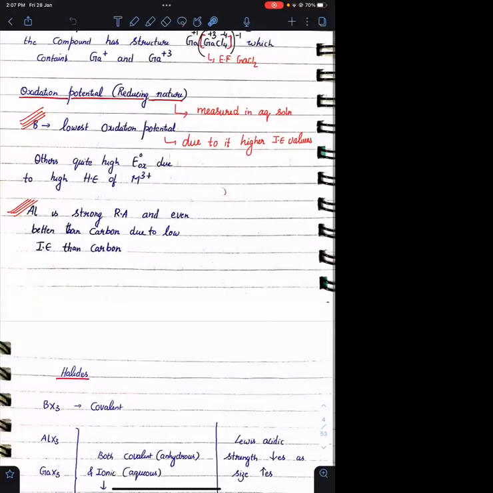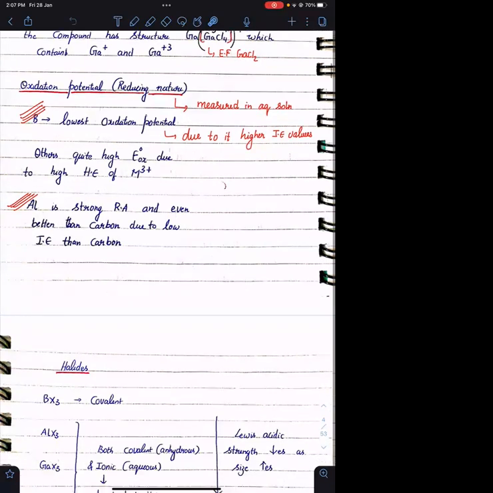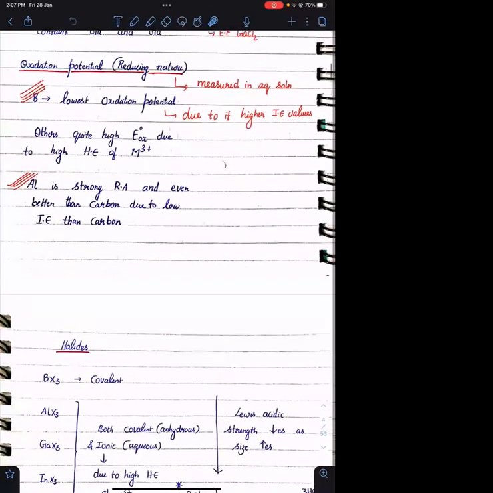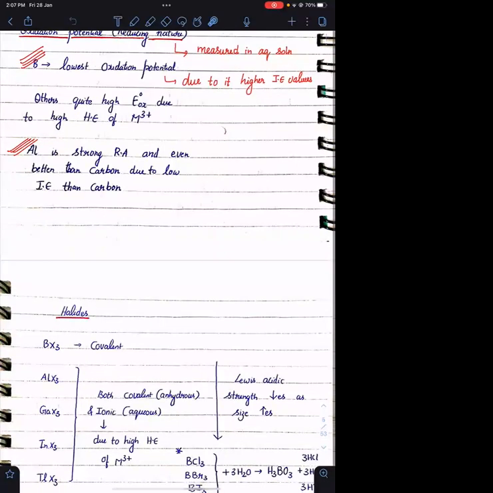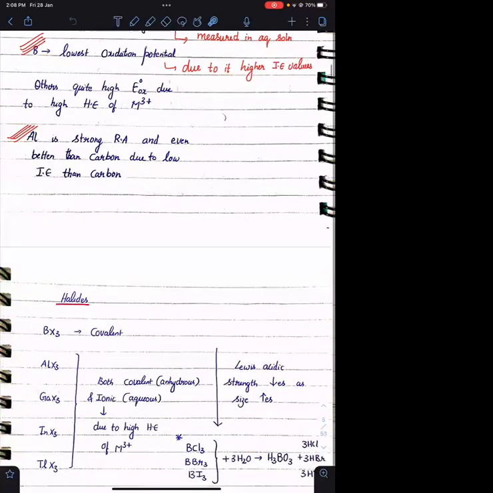The high reducing nature of it is because of its high hydration energy. Is that clear? Okay, understand. Remember this particular point. Aluminium is used for the extraction of many metals which are highly electropositive, like calcium, which we have just seen in the extraction of calcium.